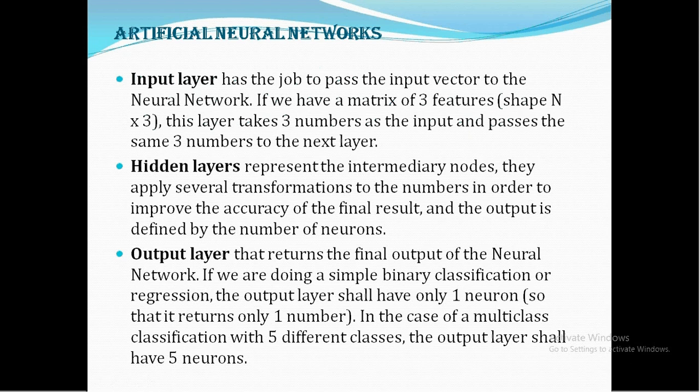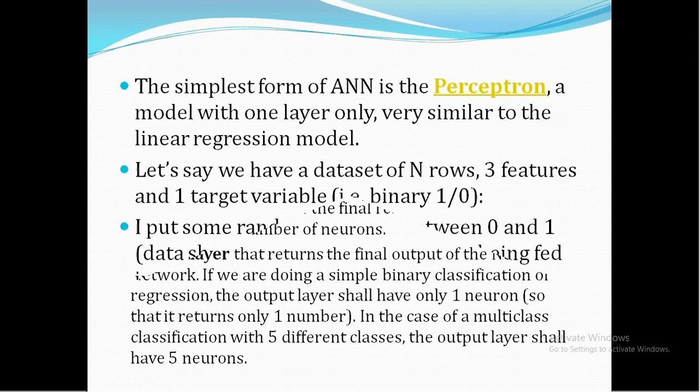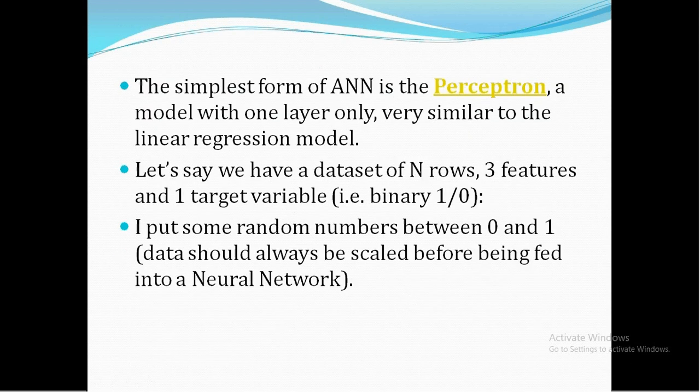Now, the third layer is the output layer, which returns the final output of the neural network. If we are doing a simple binary classification or regression, the output layer shall have only one neuron, so it returns only one number. In the case of multi-class classification with 5 different classes, the output layer shall have 5 neurons. The simplest form of ANN is the perceptron, a model with one layer only, very similar to a linear regression model.